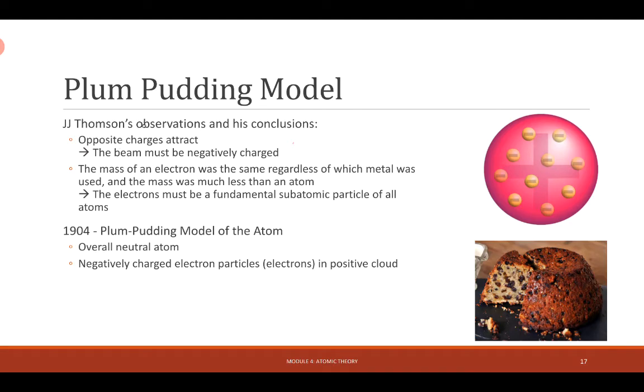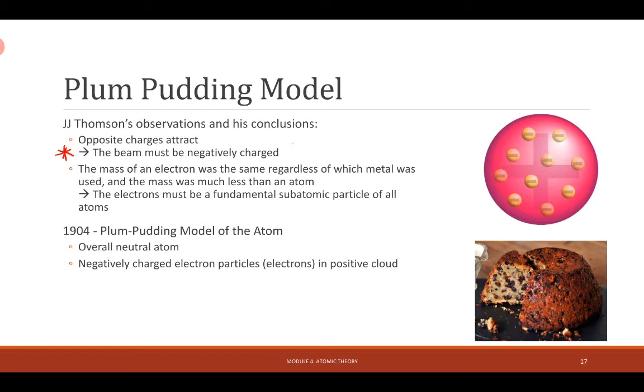So based on J.J. Thomson's observations that it was attracted to the positively charged plate, he knew that since opposite charges attract, the beam must be negatively charged. So he concluded that whatever was in this cathode ray must be negatively charged. He was also able to calculate the mass of the electron, and he knew that that was much less than the mass of a hydrogen atom.